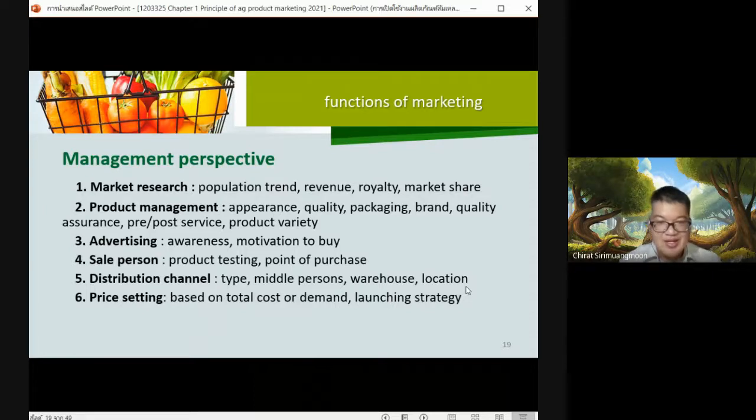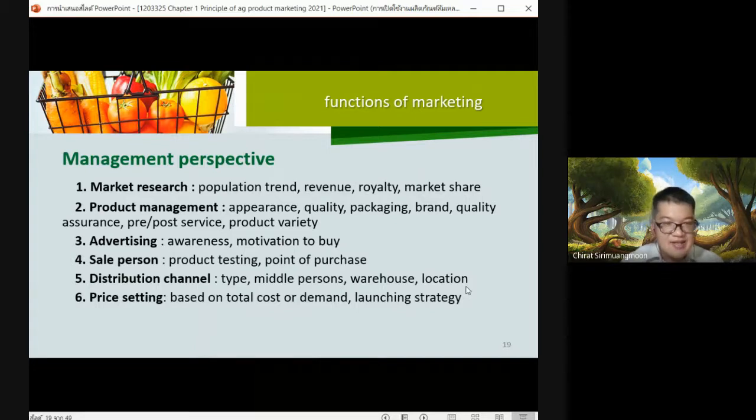Warehouse and location. So normally agricultural products will be processed near the place where they are produced. So in this case, they would grow the raw materials very close to the production, to the processing places like factories.